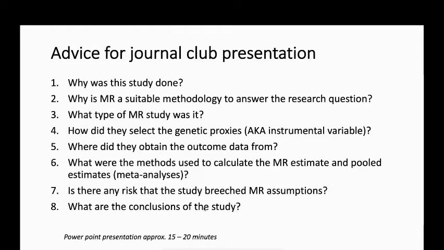Sensitivity analysis is where we change some of the assumptions that we make about our study and assess whether that has an impact on the results of our study. So that's another way that we can test how robust our methods are. And then finally, what are the conclusions of the study? For a journal club, the typical format would be about 15-20 minutes of a presentation and then 10 to 15 minutes of questions. Again, just follow and address the questions that I put on the slide here.